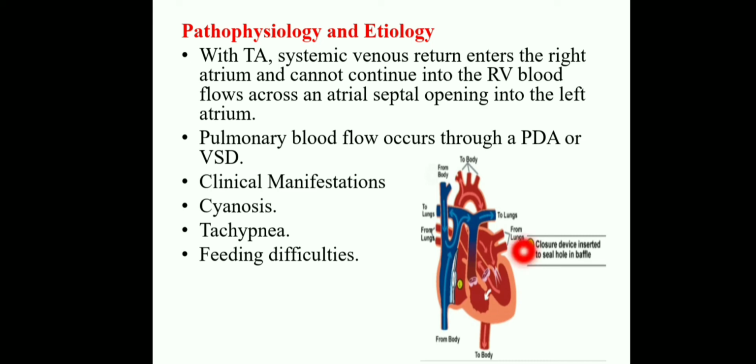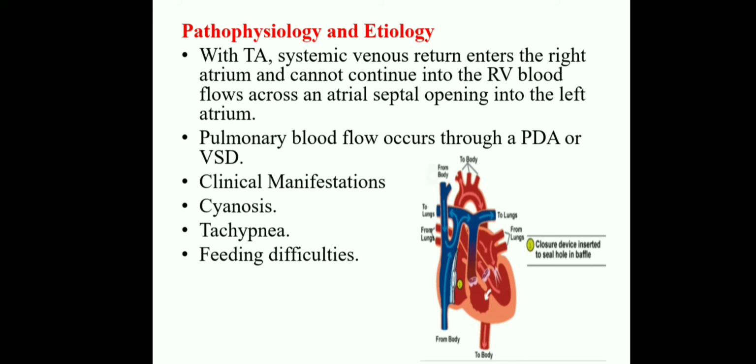What happened here in this pathophysiology? Because of atresia, because of the absence or underdevelopment of the right ventricle, the deoxygenated blood entering the right atrium cannot continue into the right ventricle. So the flow has some obstruction. So again it enters the left atrium. Why? Because here the opening is there, so it may enter through the atrial septal defect.